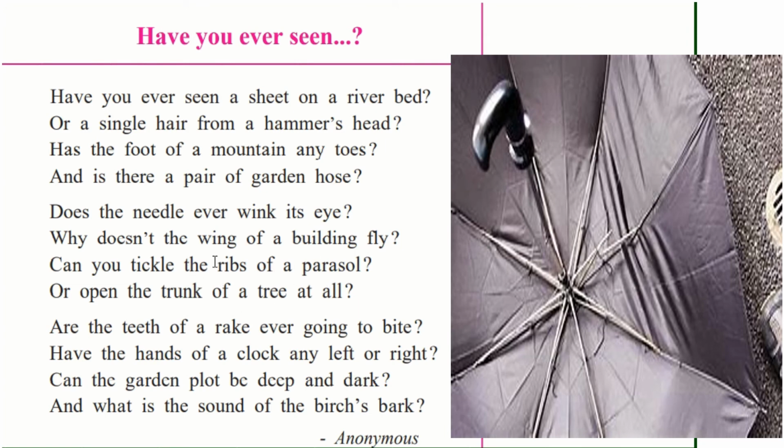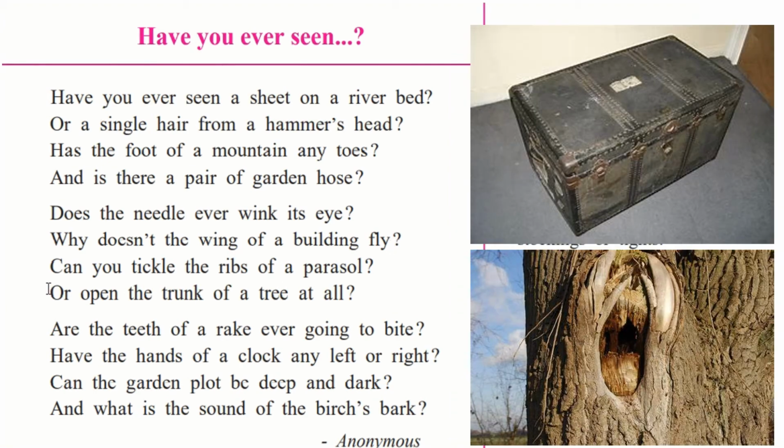Can you tickle the ribs of a parasol? Now ribs are the part of our body, isn't it? They form the chest cavity to protect the internal organs, especially the heart. But parasol is the umbrella. It has sticks, isn't it, when we open the umbrella. Those little metal sticks are called ribs. When we tickle our ribs, we feel funny, isn't it? So he wants to know that the parasol, does it have ribs so that we can tickle it?